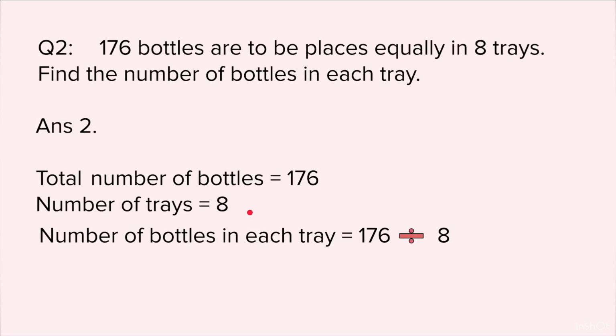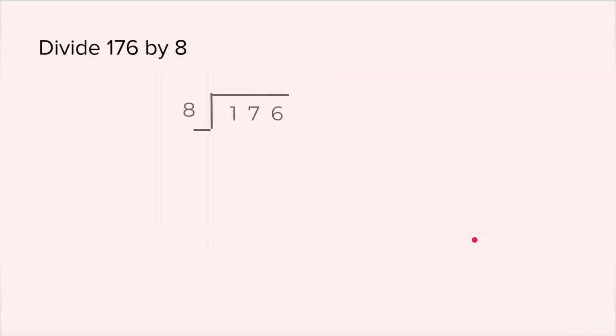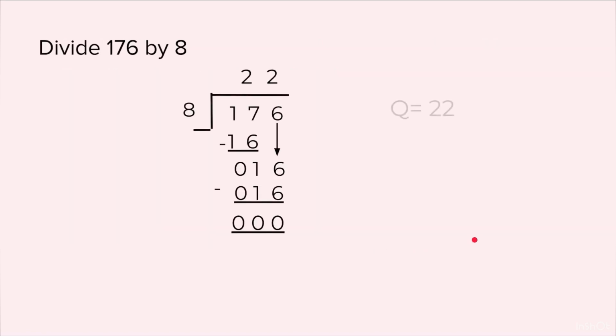8 trays have 176 bottles. One tray will have 176 divided by 8. When we divide, we get quotient is equal to 22, remainder 0. That means one tray will have 22 bottles. We'll write answer 22 bottles.